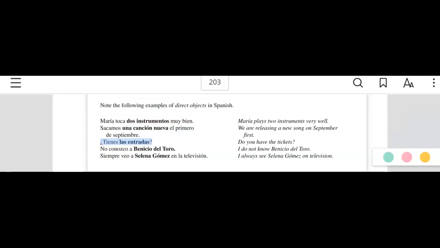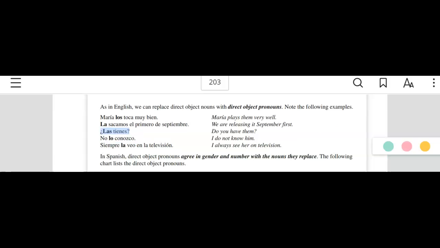Here's another example. ¿Tienes las entradas? Do you have the tickets? You could also say, ¿las tienes? Do you have them? So, las is replacing entradas. The direct object pronoun here is las.